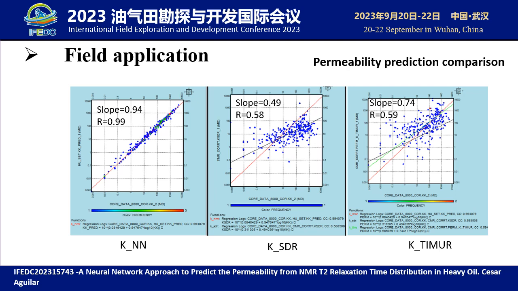When you observe this one-to-one plot, the neural network approach is capable of reproducing the core data with a slope close to 1 and a high correlation coefficient. The performance of the SDR model and Timur model are very poor compared with the neural network approach, in terms of correlation coefficient and slope.